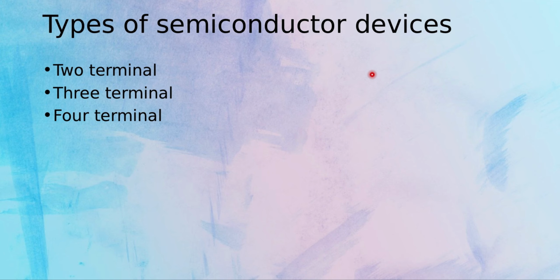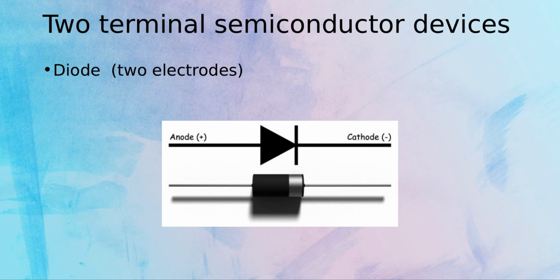In this video, we're mainly going to focus on a two-terminal semiconductor device. Three-terminal and four-terminal, we will be looking into in the later part of this course. So a two-terminal semiconductor device is a diode. Di meaning two. So diodes have two electrodes, namely the cathode and the anode. The cathode carries a negative charge and the anode carries a positive charge.